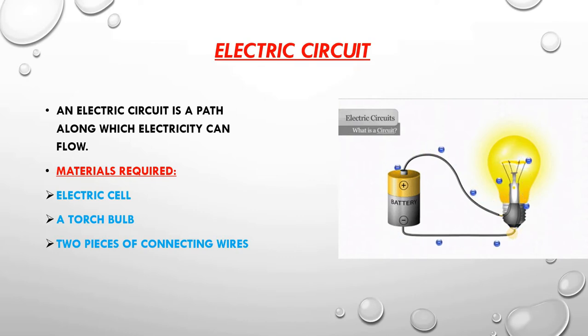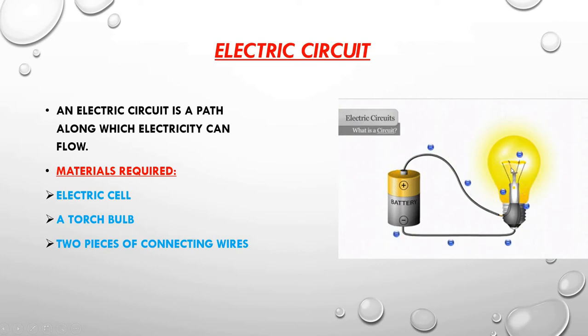Okay, now, on connecting the torch bulb between the two terminals of the cell, what happens? The bulb lights up or it glows. Now, why does this bulb light up or glow? Because the electricity flows through its filament. Okay, here you see. When I taught about the structure of the torch bulb, I told you that this is the thin wire, or this is known as the filament of the bulb.